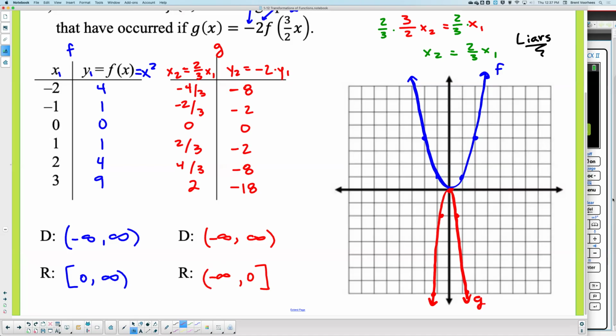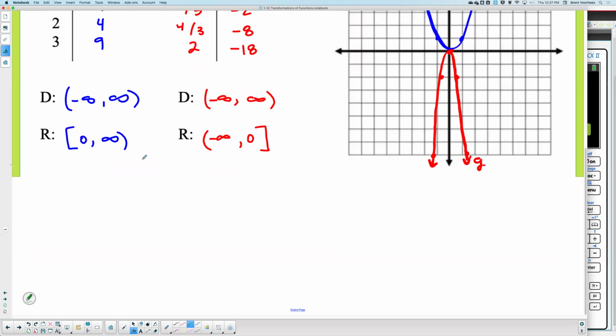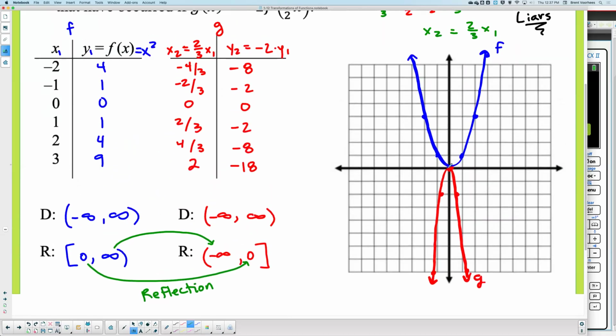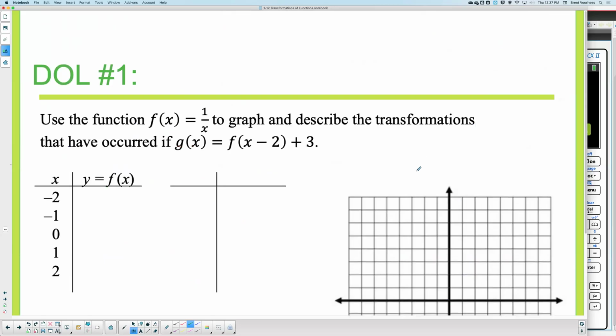And so I just want to draw the attention to that one more time. This is the second time you've seen that. If you have a reflection, it'll change the order of your values. So a reflection did that. We reflected the y values, so it switches the order of your domain and range. All right, with all that, we have one for you to practice.